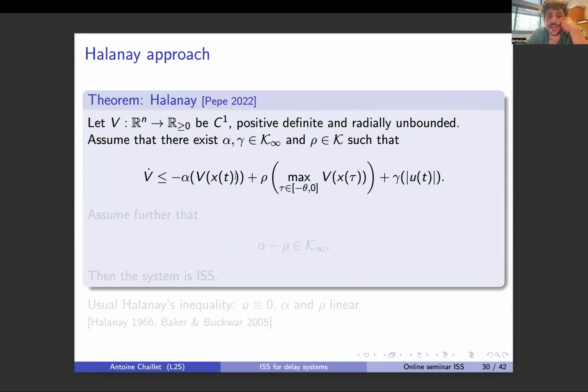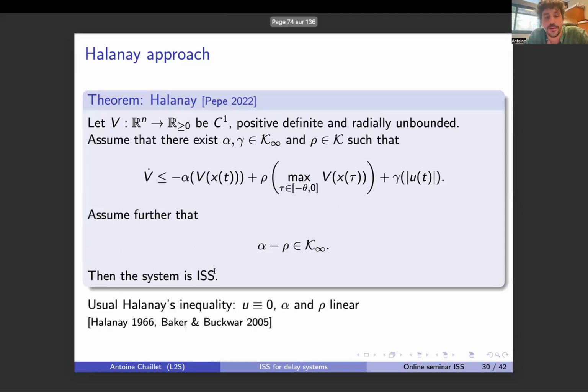When I differentiate, I need a negativity in terms of V, plus a positive term involving the maximum value reached by V over the past interval, plus a term in u. Then if alpha dominates this rho, in the sense that alpha minus rho is of class K infinity, the system is ISS. Maybe some people are surprised that I call this a Halanay inequality, but if you take u equals 0 and alpha and rho as linear functions, then you get really the original Halanay result, V dot smaller than minus aV plus rho max of V, which is really the linear version of this. So this is just a nonlinear extension of this original Halanay result.